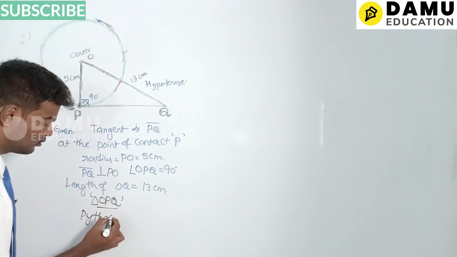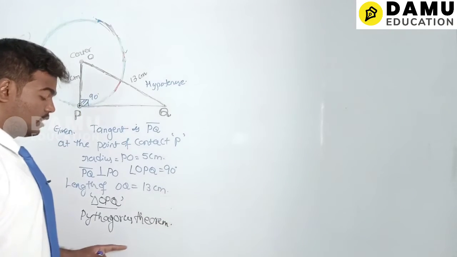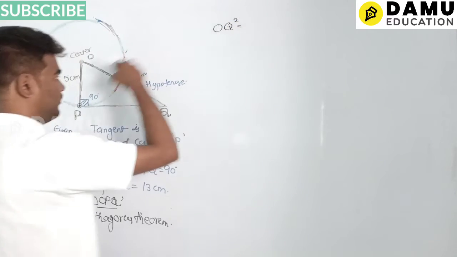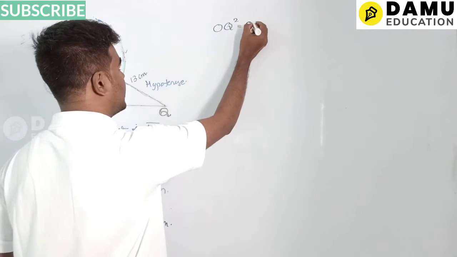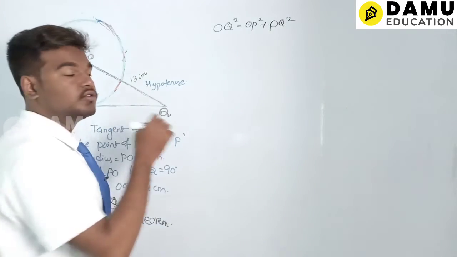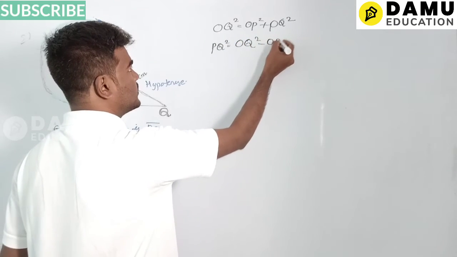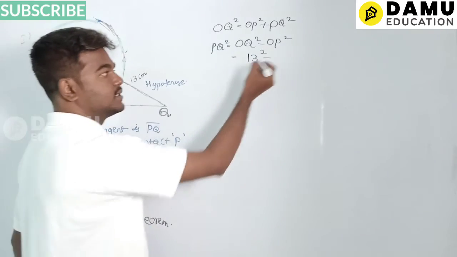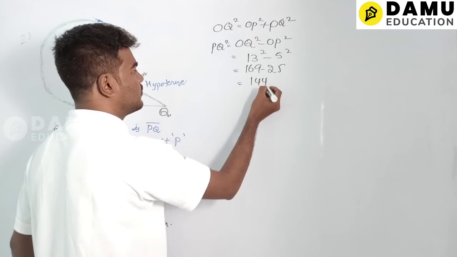What is the Pythagoras theorem? The hypotenuse square, that is OQ square, will be equal to the sum of the squares of the remaining sides, that is OP square plus PQ square. We have to find PQ square, so PQ square will be equal to OQ square minus OP square. OQ square is 13 square, minus OP, which is the radius, 5 square. So 169 minus 25, we will get 144.